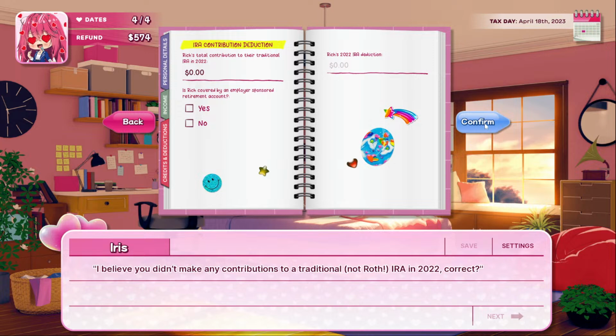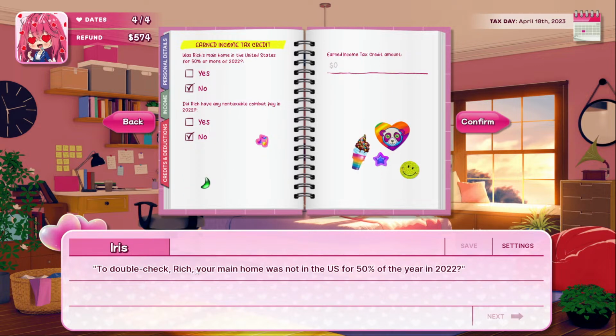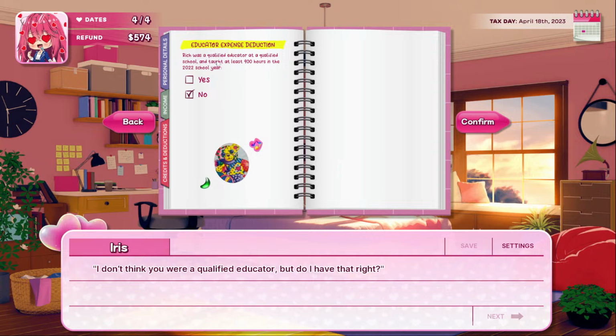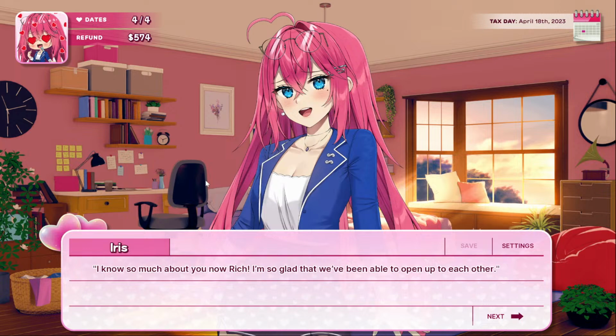Should I actually mark this? Confirm. Student status. Was Rich a student enrolled at an... Okay, wait. You're not a student. Do I have that right? No, yeah. Okay. To double check, Rich, your main home was not in the US for 50% of the year. Yeah. No. Earned income tax amount. Okay. Rich was a qualified educator? No. Yeah. Okay. And to confirm, Rich, you didn't make any interest payment on a qualified student loan. No.